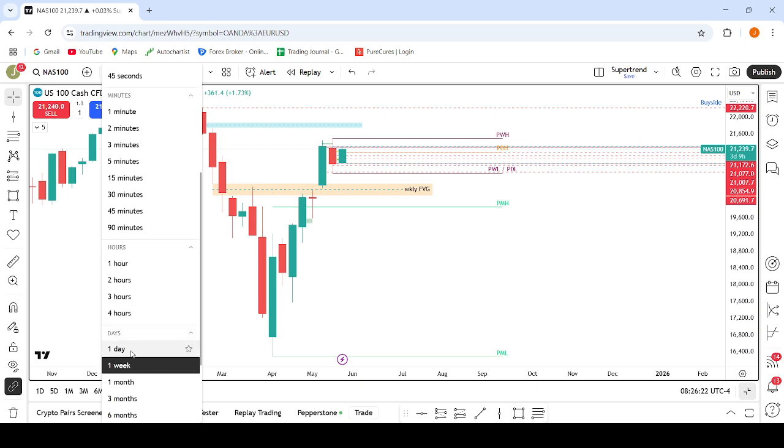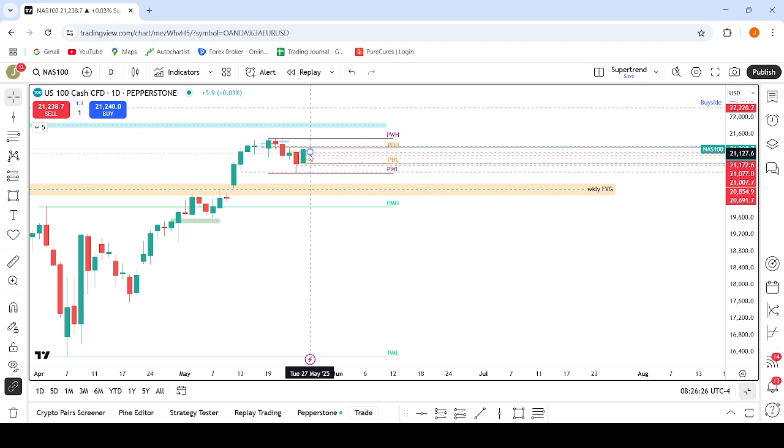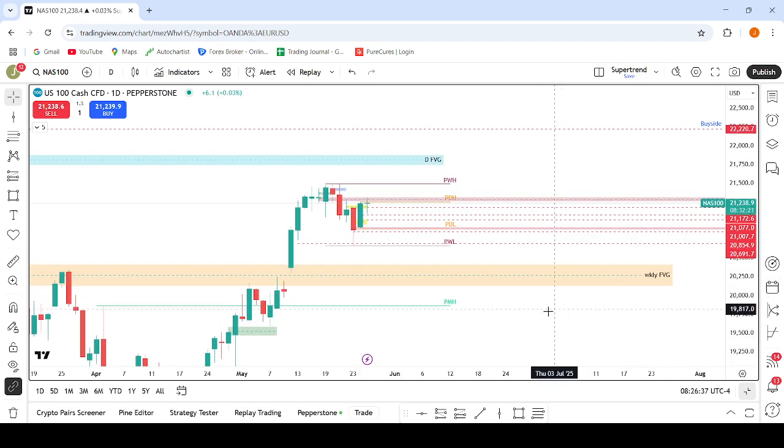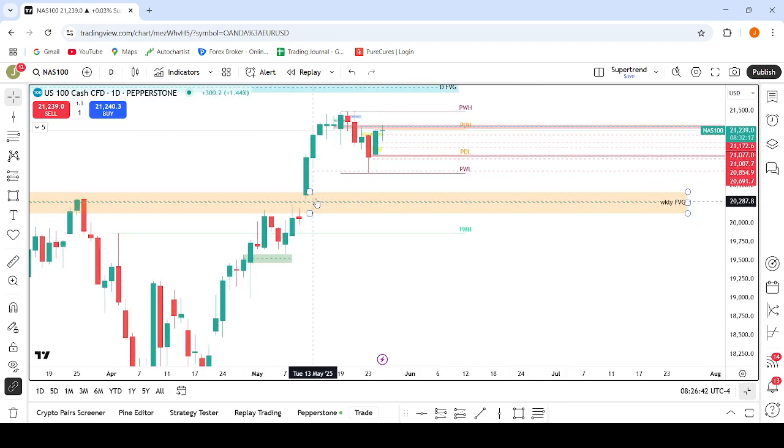So let's go down onto the day then. What happened yesterday? Yesterday was an up day. Again, we got a swing formation, moving on up higher. Although, this is that weekly fair value gap that I mentioned, I still see this gap down here. They may well get filled in weeks to come.